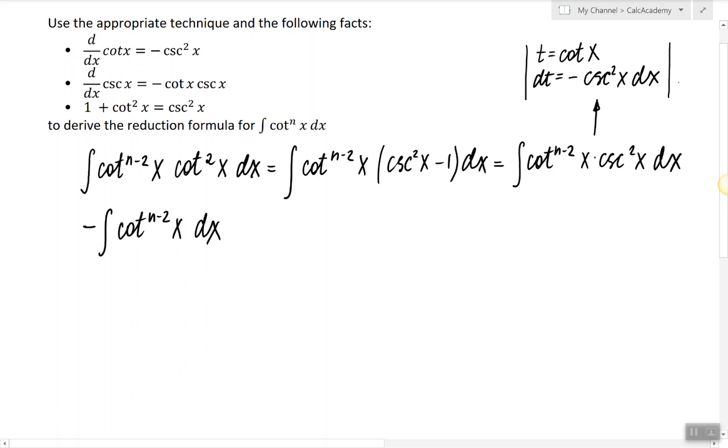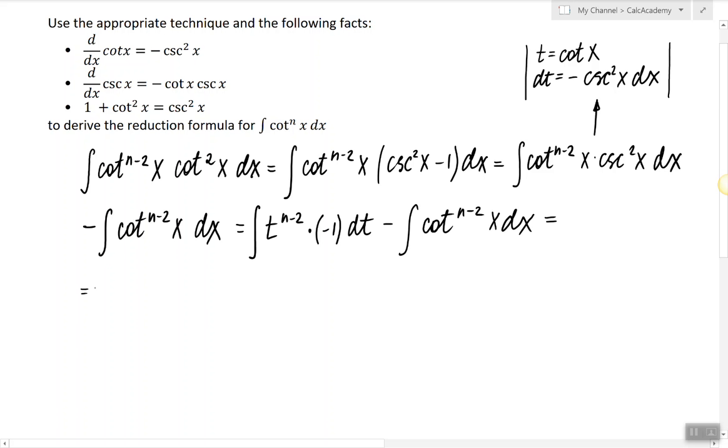And that means the new integral in terms of t will be t to the power n minus 2 times negative 1 dt. And we still have this integral of cotangent n minus 2 x dx. So notice how this substitution is only for the first integral. The second integral is unaffected by it.